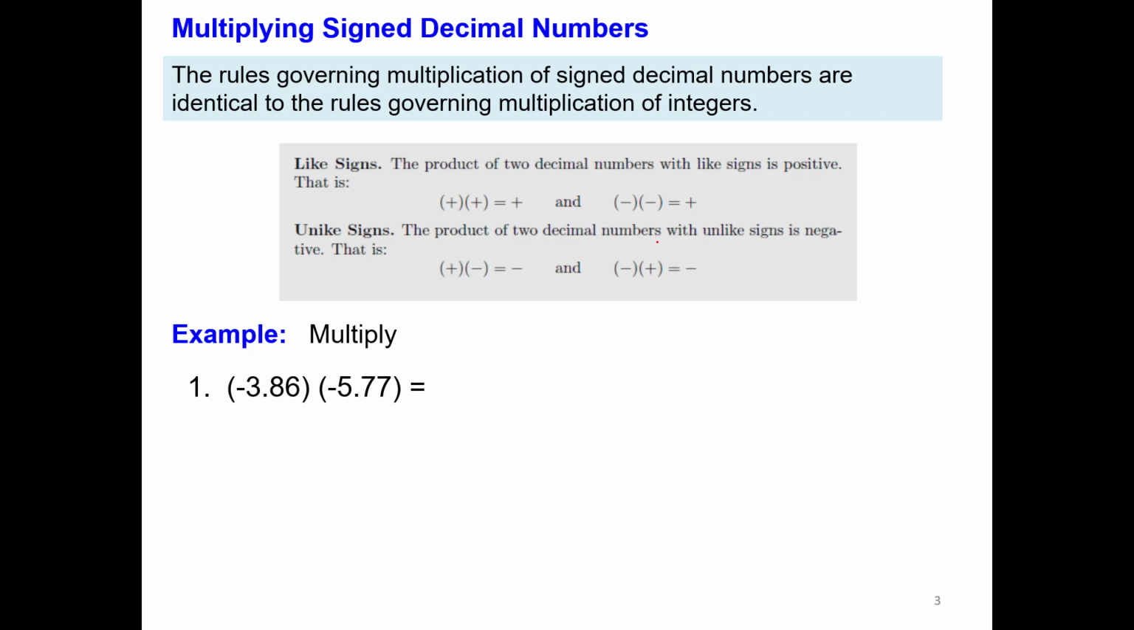Then in this case, we know the product must be positive because we have negative times negative. Negative times negative is positive, so we know the answer must be positive. Then what we have to do is multiply in the way we know how to multiply decimal numbers. Right, let me write this here.